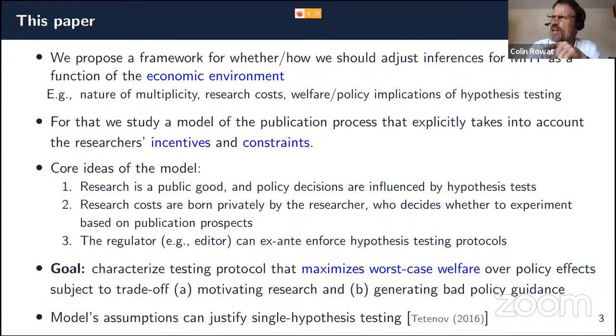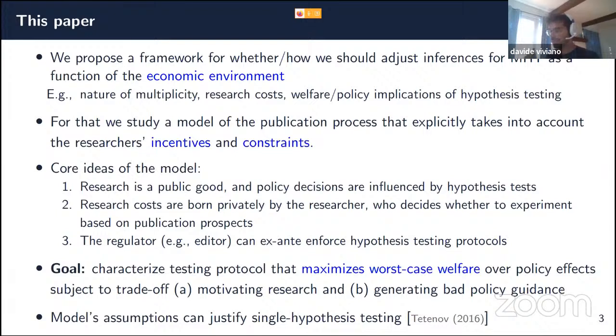Sure. I guess I'm trying to understand, though, to what extent the worst case welfare over policy effects already requires an understanding of the distribution of policy outcomes arising from the paper. Right. So the policy outcomes are not known to the editor. That is, the treatment effects are unknown. Okay, fine, thank you. Yes. This is why worst case, because the editor doesn't know the treatment effects.